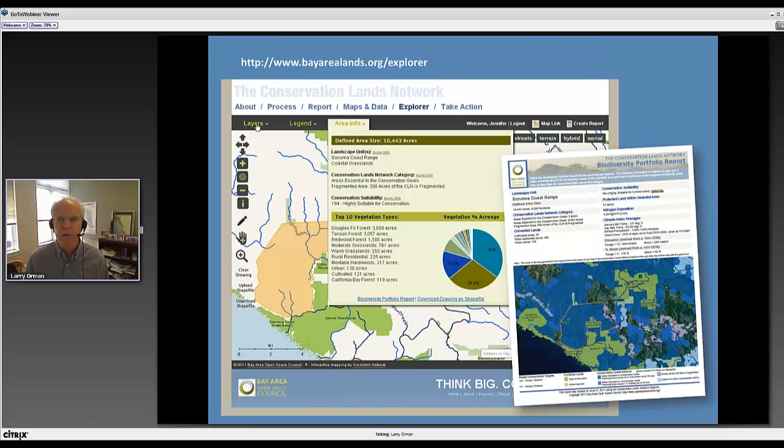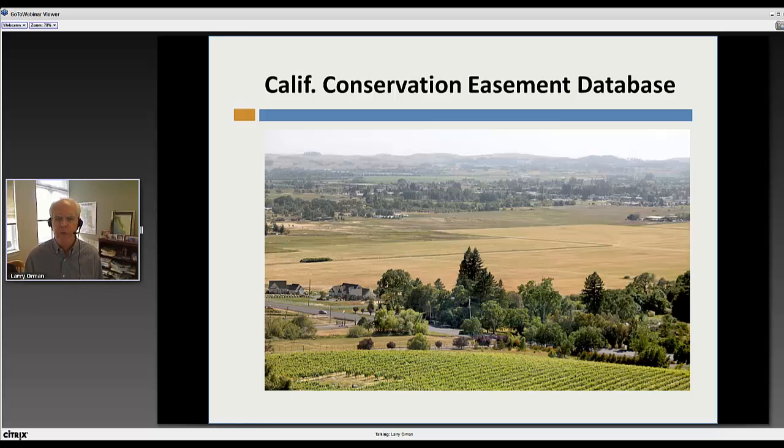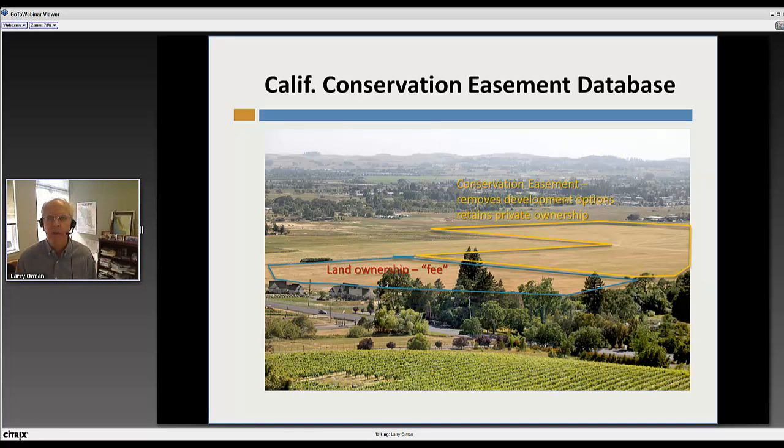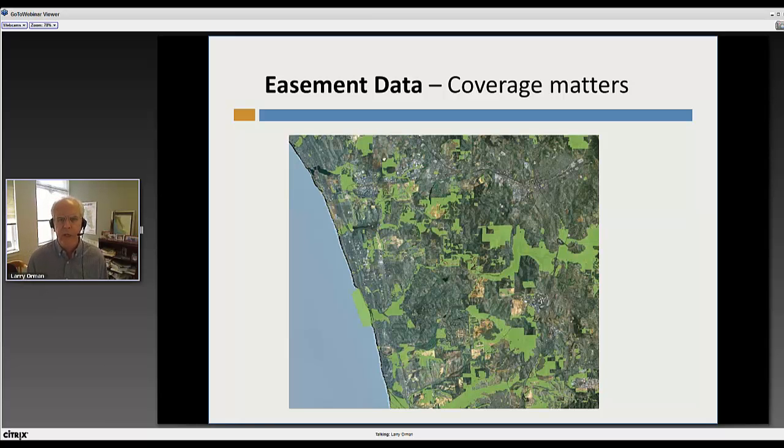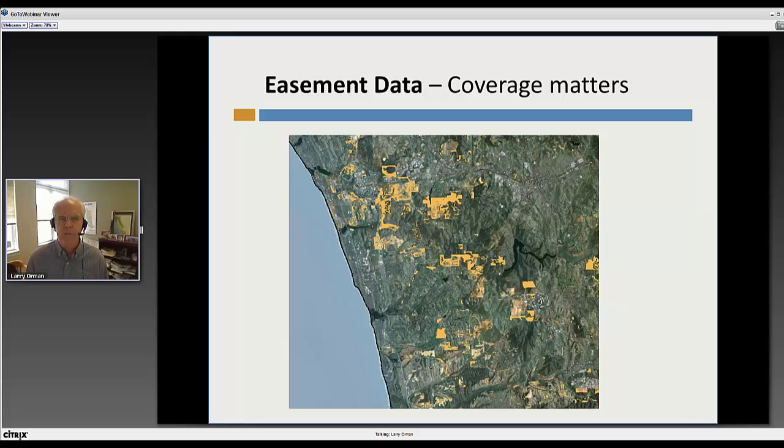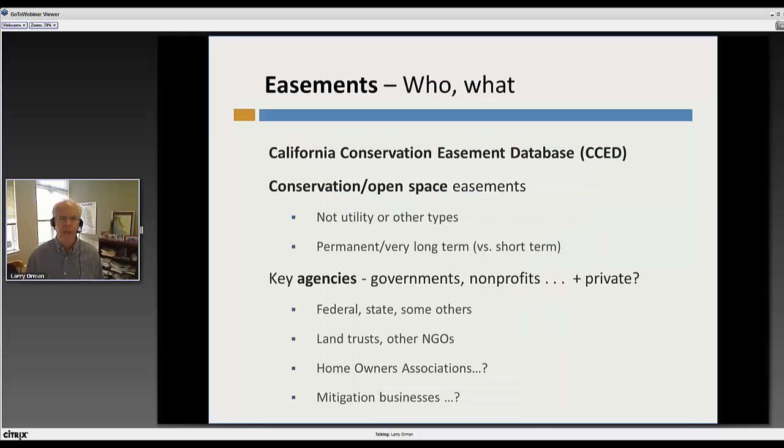Let me quickly move to conservation easement database. Most of us know land can be owned in fee or it can be held under easement. The conservation easement database focuses on land that is in conservation easement. And as I said before, this area that we looked at previously had this much protected land, of which this much was in easement. So easements in some parts of the state are very, very extensive, not all parts of the state.